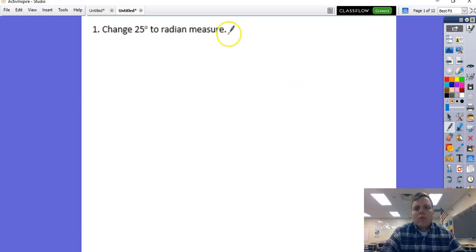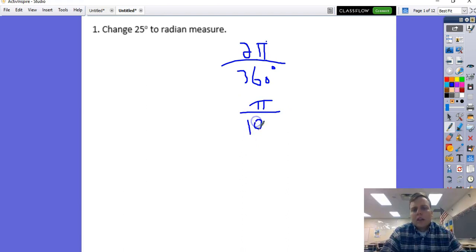Alright, so you should remember that you can change degrees to radians, radians to degrees, by simply thinking about the ratio of a circle. In a circle, 2 pi is the total number of radians, as is 360 degrees. So 2 pi over 360 is just pi over 180. Now I need 25 degrees changed to radians, so I just multiply 25 by this.